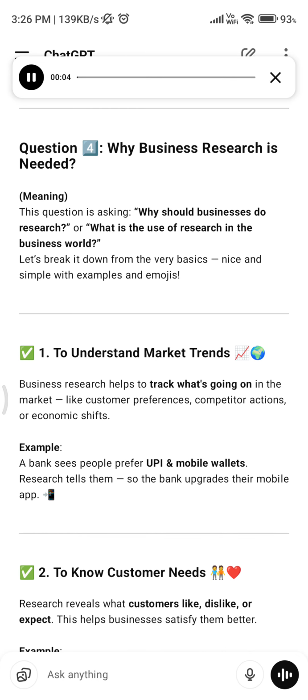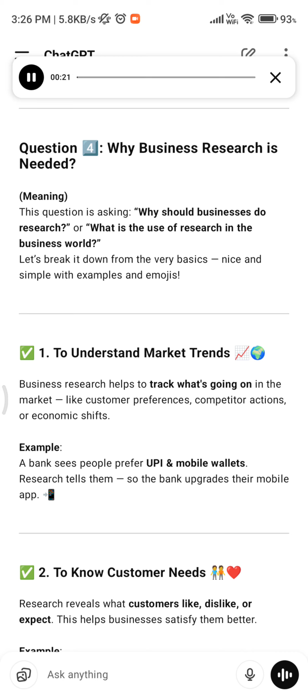Question 4. Why business research is needed? Meaning, this question is asking, why should businesses do research? Or, what is the use of research in the business world? Let's break it down from the very basics, nice and simple, with examples.